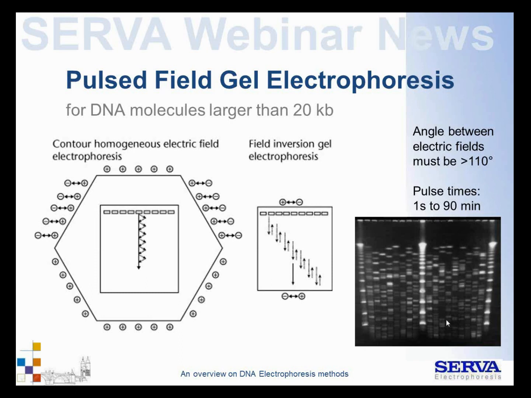DNA molecules. So here at the right bottom you see an example of chromosomal DNA run in such a gel with long pulse times. So such a separation can take several days if you need.